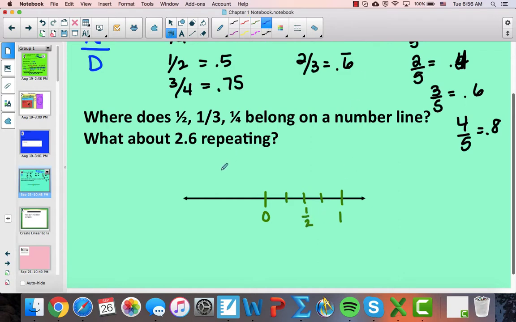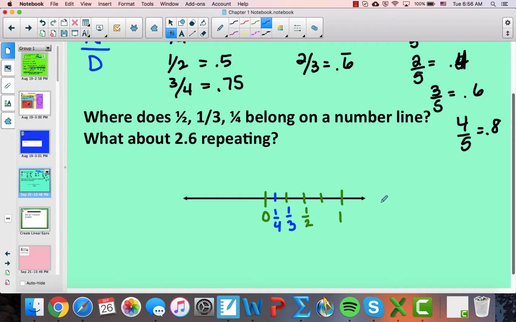In relation to 1/2, where's 1/3? Is it bigger or is it smaller? Well, hopefully you realize that 1/3 is smaller, and then 1/4 is even smaller than that. So as the denominator gets bigger, the fraction actually gets smaller.